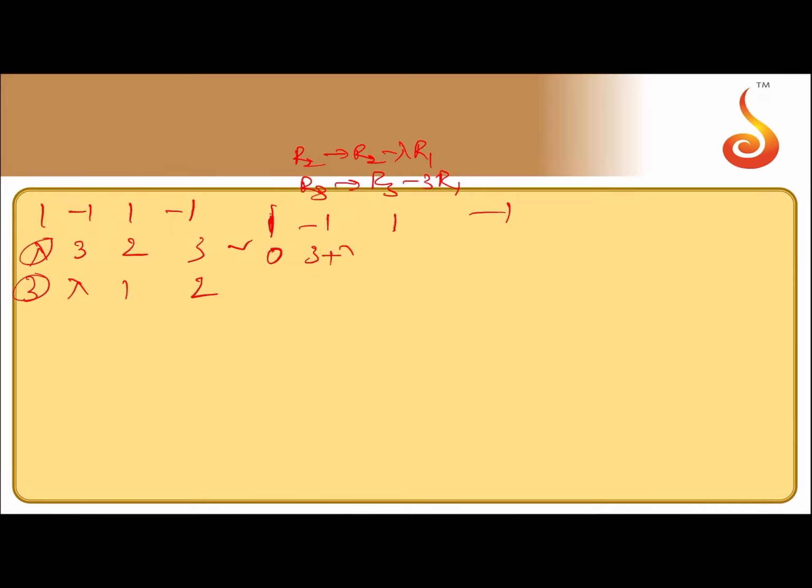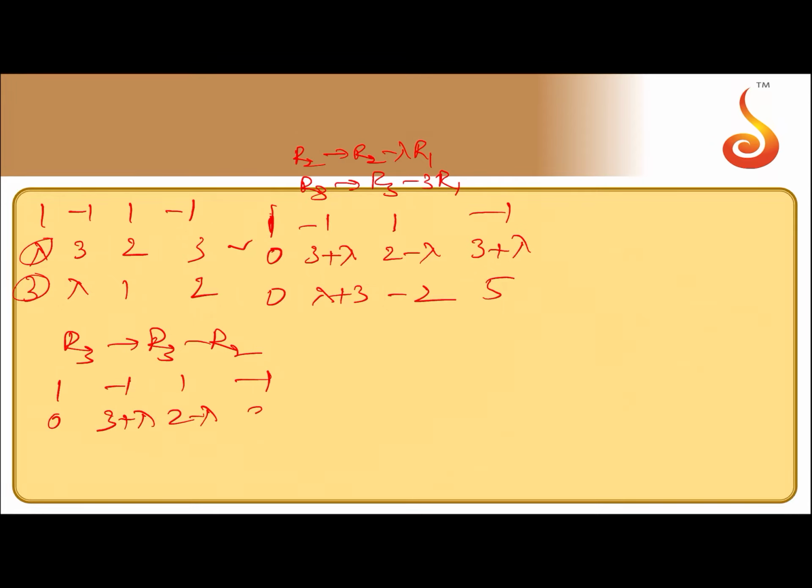So lambda minus lambda is 0, and 3 plus lambda, 2 minus lambda, 3 plus lambda, 3 minus 3 is 0, lambda minus of minus plus 3. So you'll be getting lambda plus 3 and 2, 1 minus 2, 1 minus 3 minus 2, 2 plus 3, 5. And I'll change R3 to R3 minus R2, thereby getting 1, minus 1, 1, minus 1, 0, 3 plus lambda, 2 minus lambda, 3 plus lambda, 0, 0, and here lambda minus 4 and 2 minus lambda.